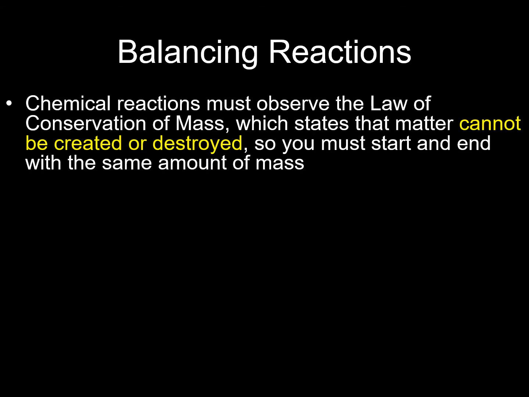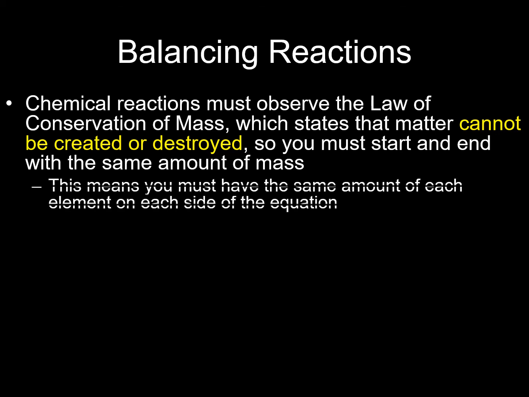When we are balancing chemical reactions, what we are trying to do is make sure that the reaction is observing the law of conservation of mass. The law of conservation of mass says that matter cannot be created or destroyed, which means that I have to have the same number of each element on each side of the reaction.